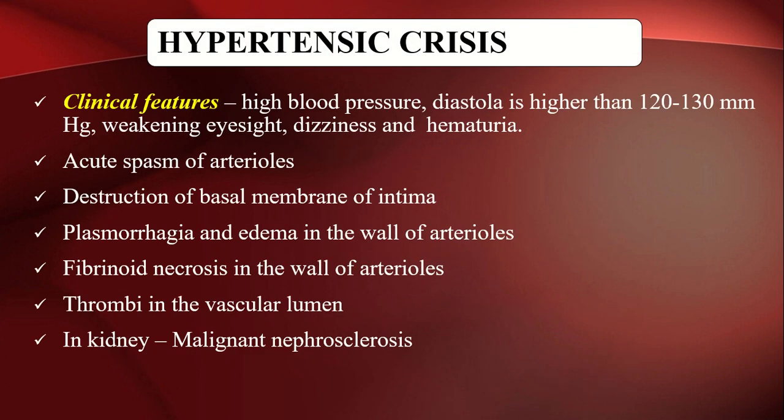These are the clinical features of the hypertensive crisis or malignant hypertension: high blood pressure, with diastolic higher than 120-130 mmHg, weakening eyesight, dizziness, and hematuria. Acute spasm of arterioles, destruction of the basal membrane of the intima, plasmorrhagia and edema in the wall of arterioles, fibrinoid necrosis in the wall of the arterioles, and thrombi in the vascular lumen and in the kidney result in malignant nephrosclerosis.